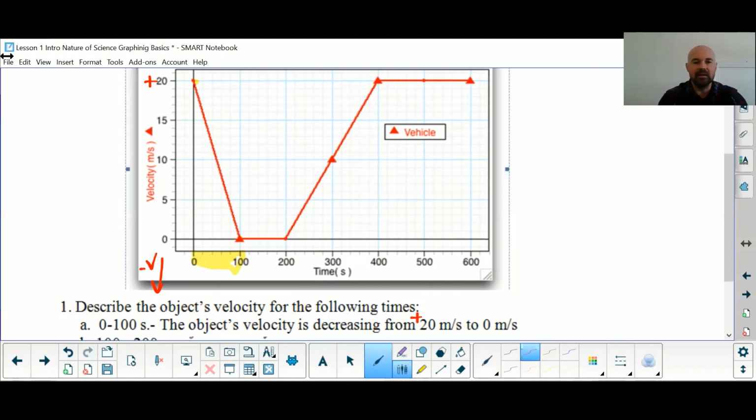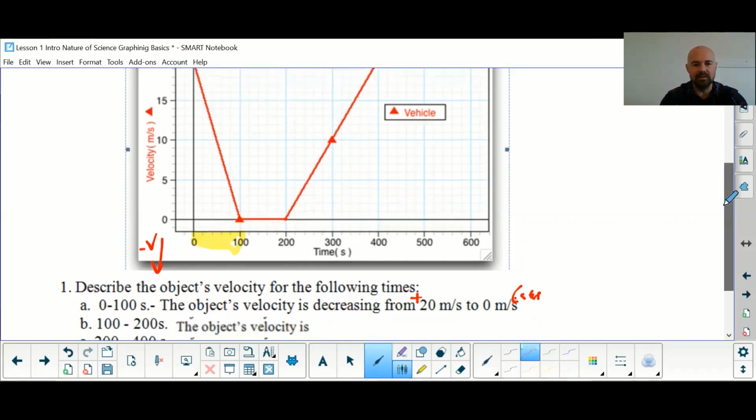If we take a look at this, the object at the very beginning is going positive 20, so it's moving to the right at 20 meters per second. As time goes by, this velocity value is getting smaller and smaller, decreasing all the way to 0. If you're going 0 meters per second, that means you have stopped. You can describe what's happening to it, and we'll do that in the next part. So that's 0 to 100.